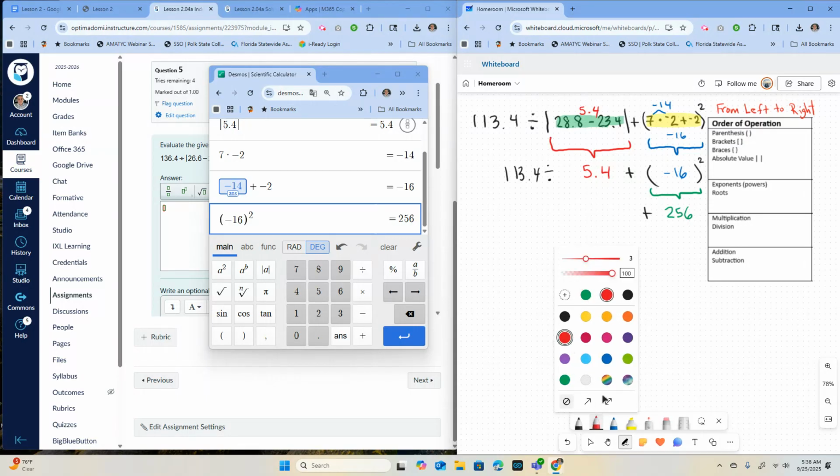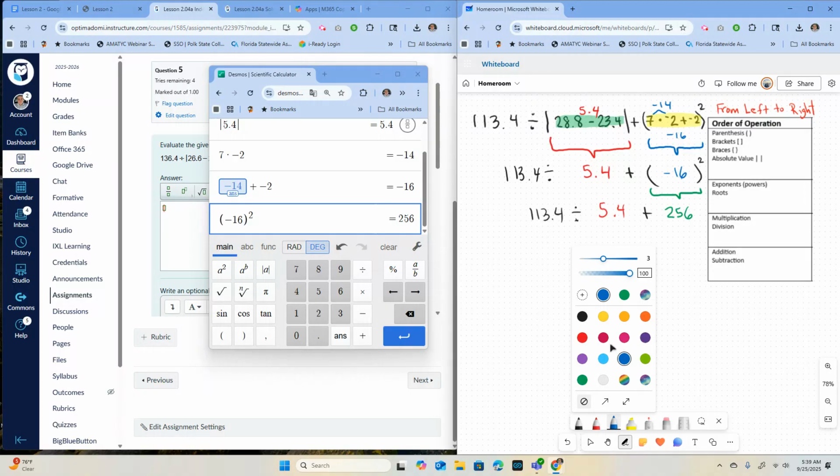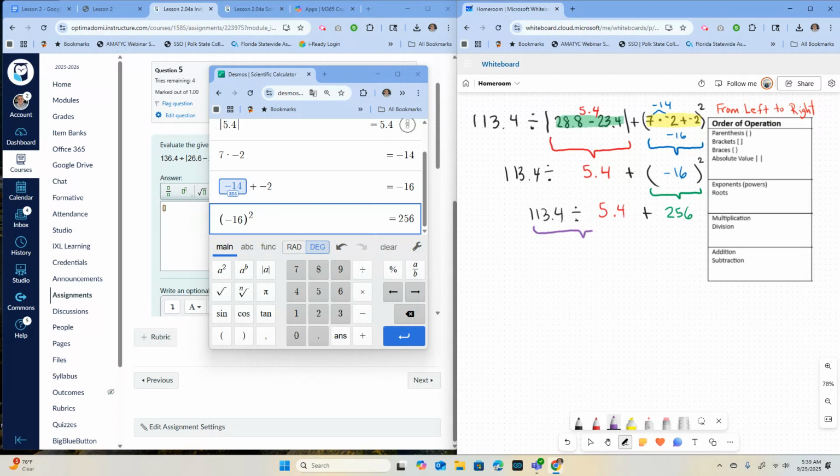Everything else that I haven't used, I'm going to write it again. So let me put this back in red, 5.4. And I haven't used the division, and I haven't used the 113.4. So I did the exponent. The next thing I'm going to do is multiplication or division. So I'm going to have to change colors here because I like to use colors to demonstrate this. Okay, do you have any multiplication or division? Yes, I do. You can see it from left to right. We have this division. So taking your calculator, that's what I'm going to do. You're going to take 113.4. You're going to divide it.